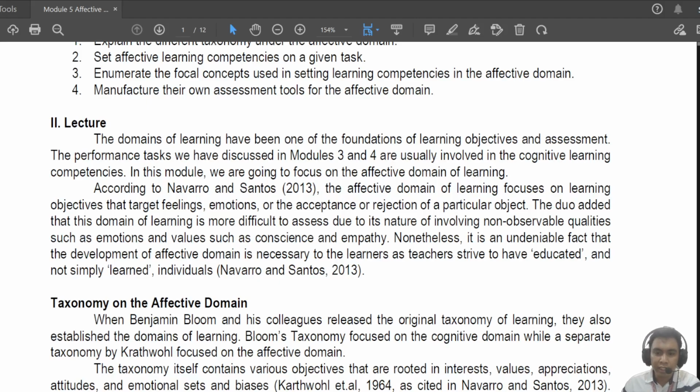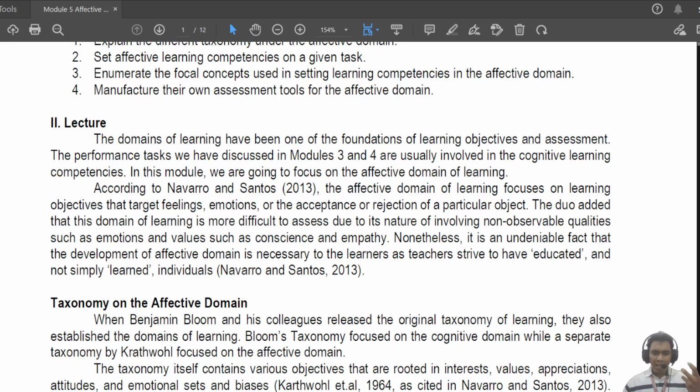This is our recording for Module 5 in the affective domain, or how do you assess the affective domain. Now, if you recall, in our previous modules and the majority of our lessons in Assessment in Learning 1, we focused on the cognitive and the psychomotor domains of learning. Hindi na bago sa atin ang pagtingin sa domains of learning as three parts. You have the cognitive domain, then the psychomotor domain, followed by the affective domain. So this module talks about how do you assess the affective domain.